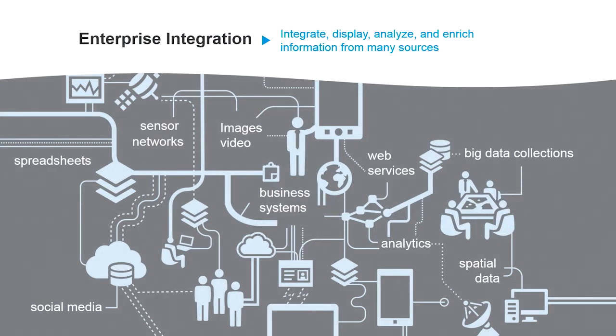And this slide I love because it shows how complex things are. To perform this enterprise integration, you have so many different things that you're trying to integrate, display, analyze, and enrich from many sources: social media, spatial data, big data, web services, images, sensor networks, local data, other agencies' data, national data, private sector data. It's all out there, and you're trying to bring it all together in order to create these information products that will inform data-driven decision making. And it can be a big task if you look at it this way.